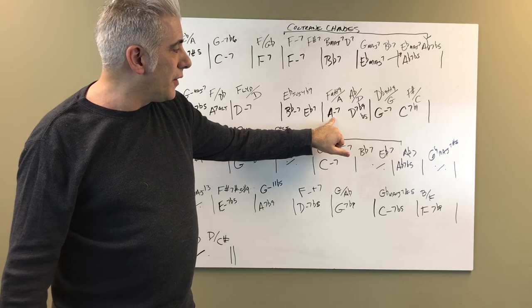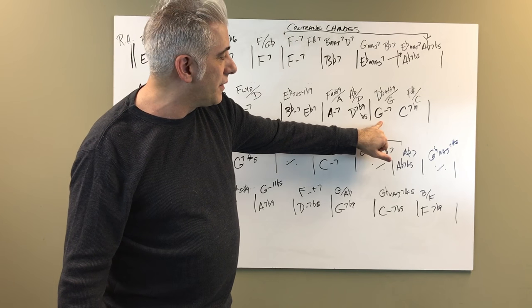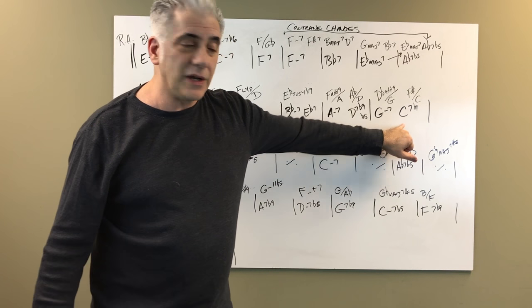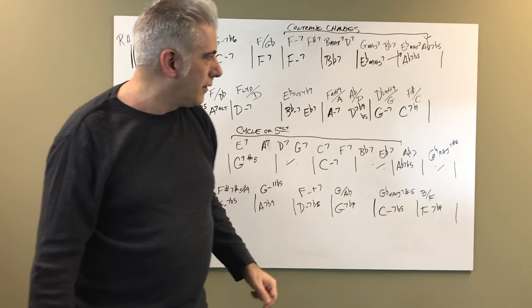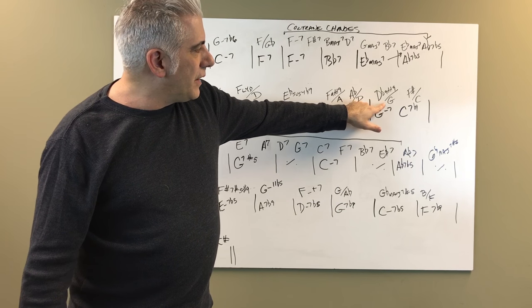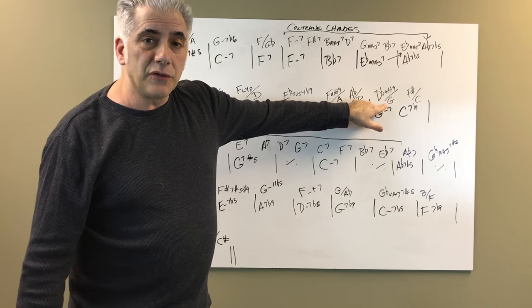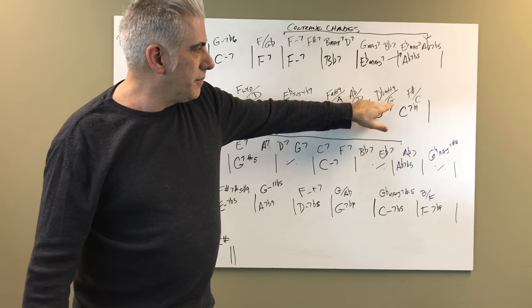I could do A7 altered to A flat 7 to G7 altered to G flat 7 using tritone substitutes on these two chords as well. But I'm using a D flat add 9 over G, which gives me out of the G altered dominant or a G altered dominant mode.